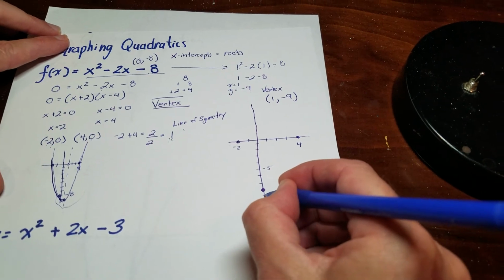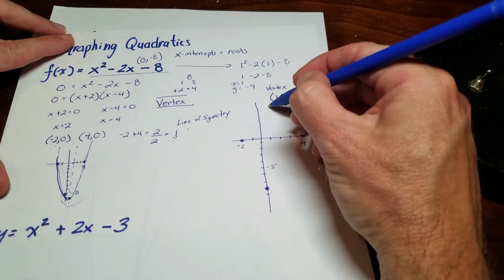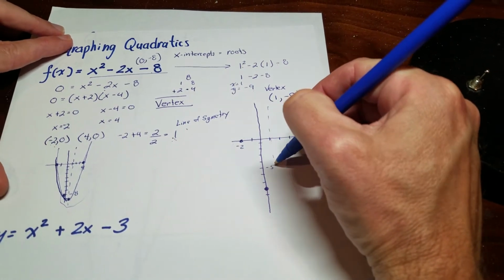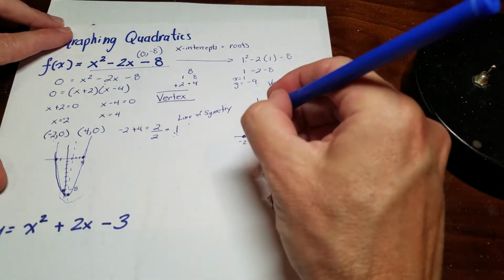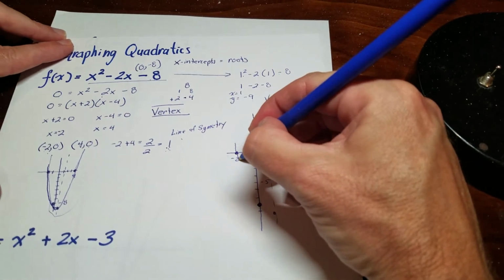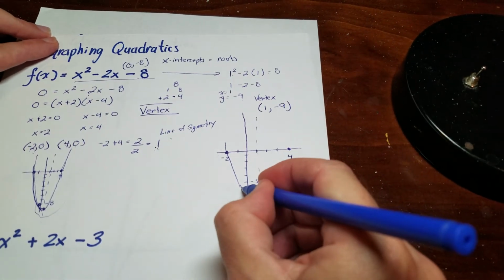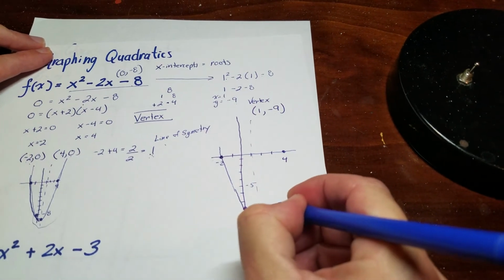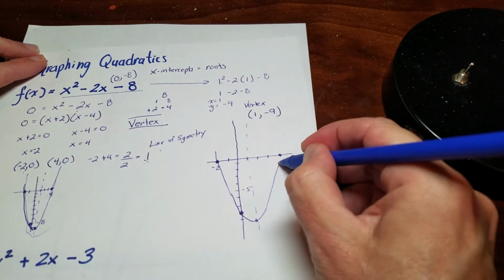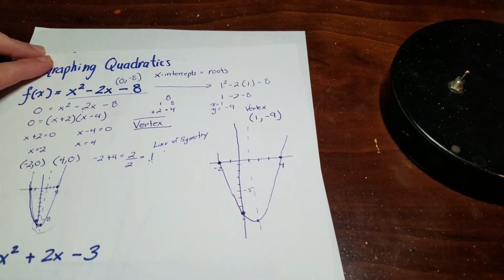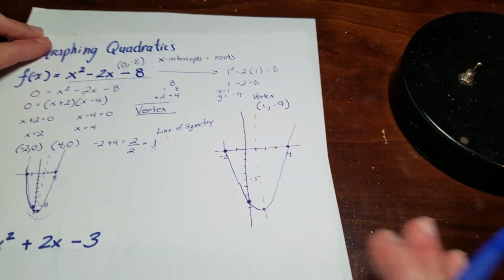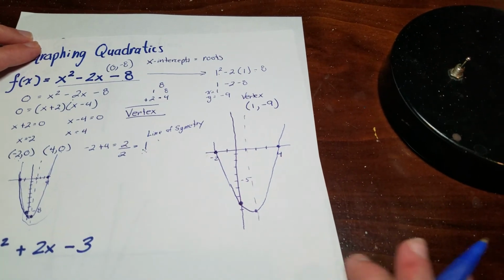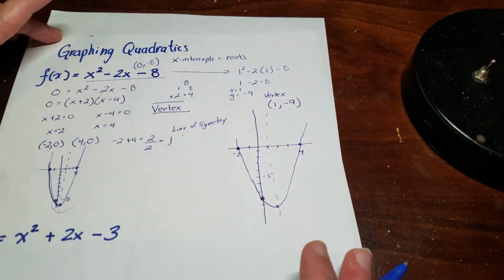And then I know the line of symmetry is at 1. And I know it's at 1, negative 9. So that gives me the shape for my parabola. It comes down like this, turns around right here, and then comes back up through the 4. Okay? I know there's a lot there. You're probably going to have to go back and pause the video to make sure you have all the steps right. But that's everything involved with graphing this.